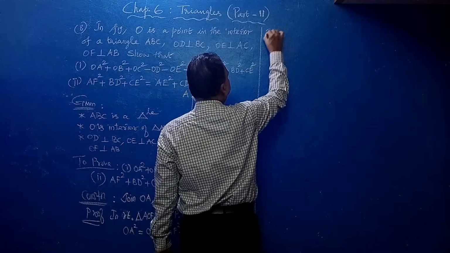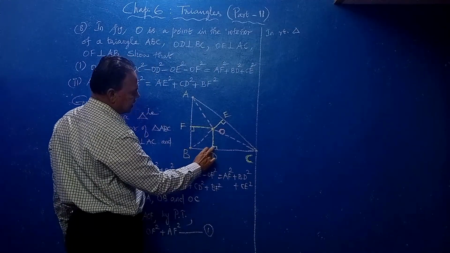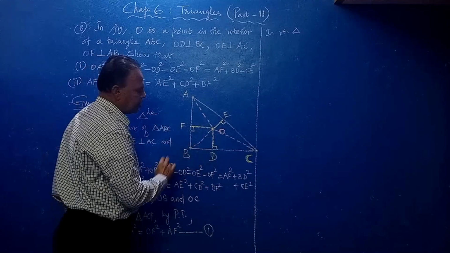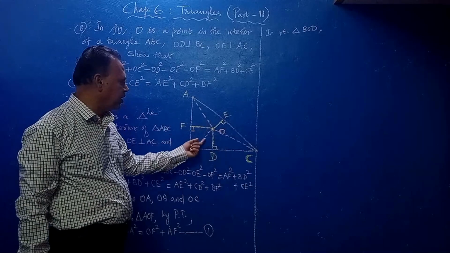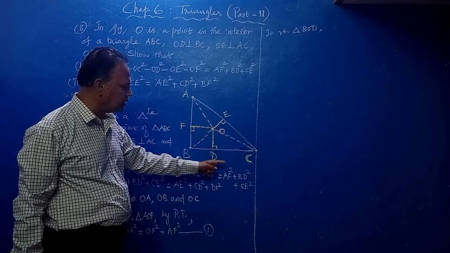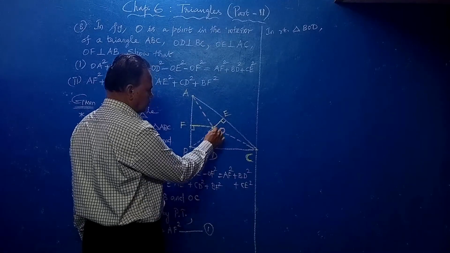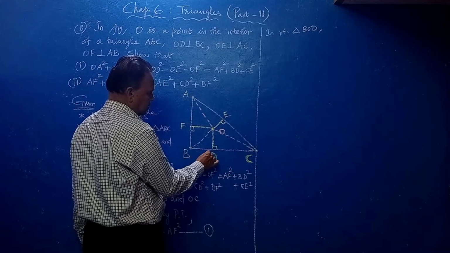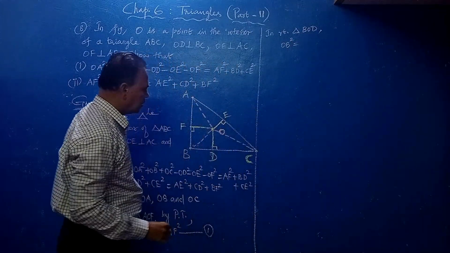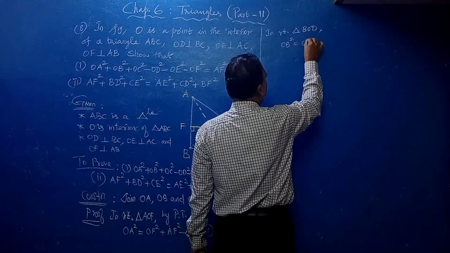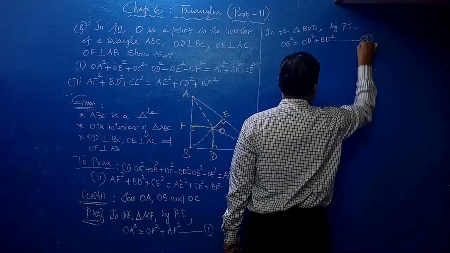Also in right triangle, second, BD is involved in this right triangle, so correctly you have to take right triangle BOD. See the proof, what you have to prove, accordingly you have to do. Right hand side BD squared is there, so apply Pythagoras theorem. OB squared, the 90 degree opposite side, equal to OD squared plus BD squared by PT. This is equation number 2.